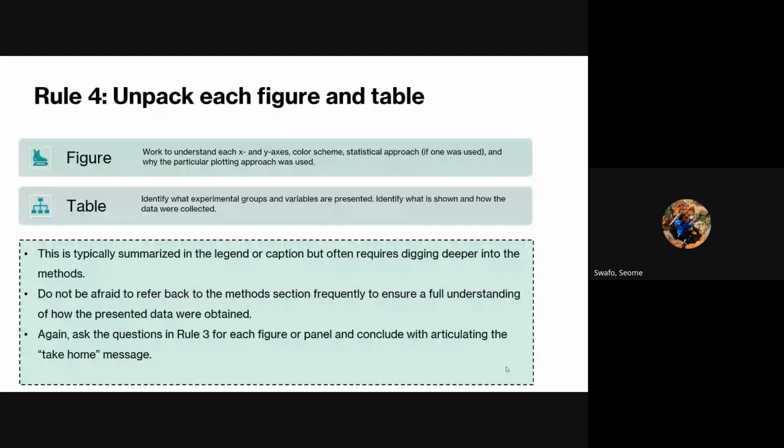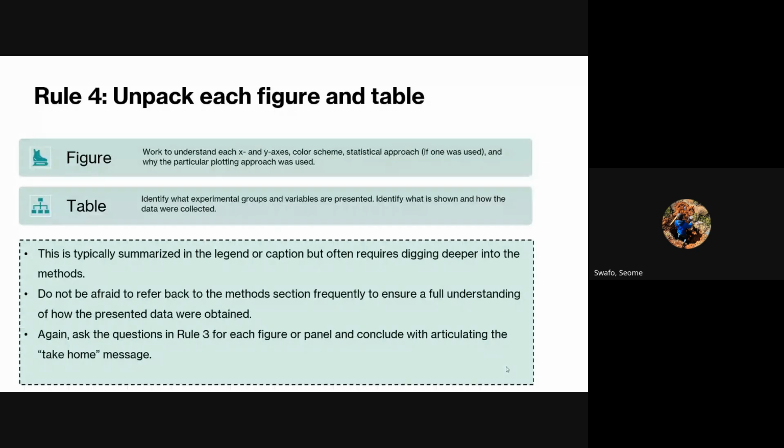It is not similar in various research articles. You find that people have different bar graphs, but then they are bar graphs. But then why are they different? Why do they have different color schemes? Why did the statistical approach differ in trying to address their research questions? So you need to understand.